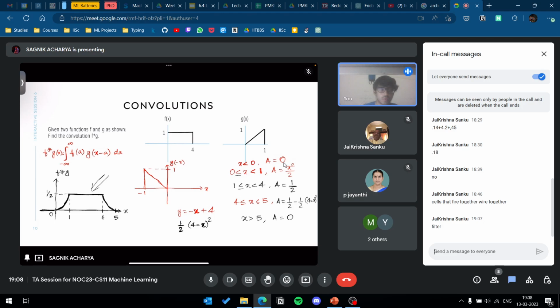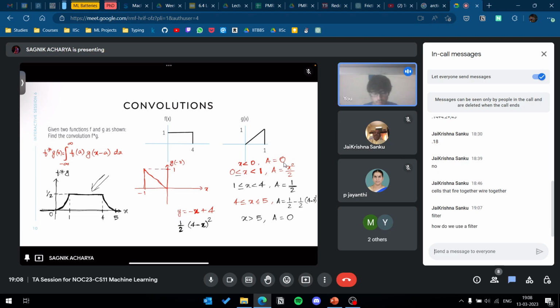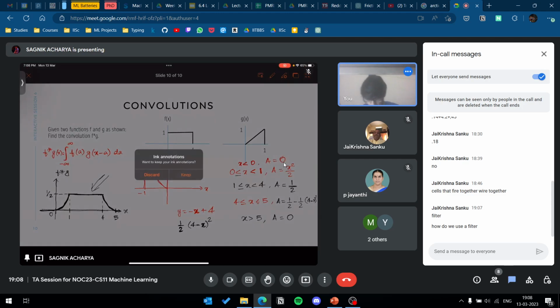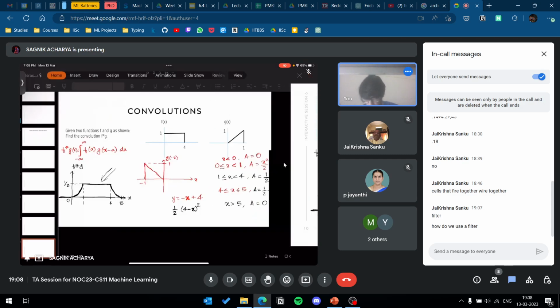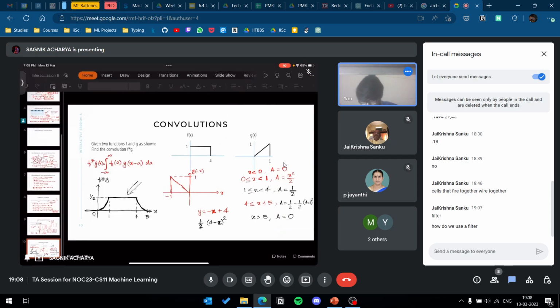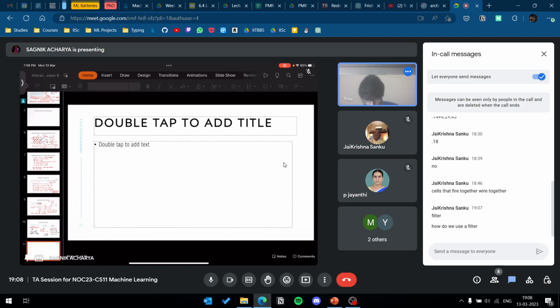Okay, you want to know about filter, is it? So filters are basically used in convolution. What I showed you, this example, was a mathematical variation of convolution. What I'll do is, I'll create a new slide actually. Yeah, so this is not needed.